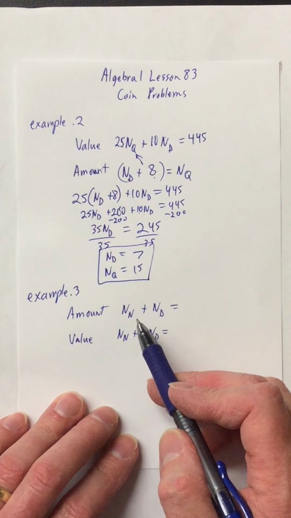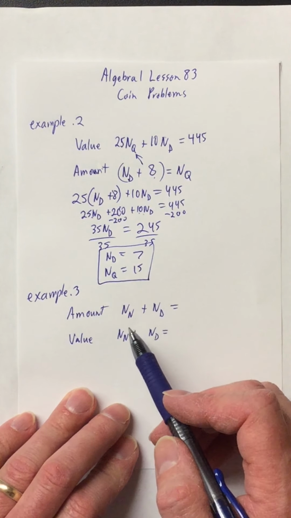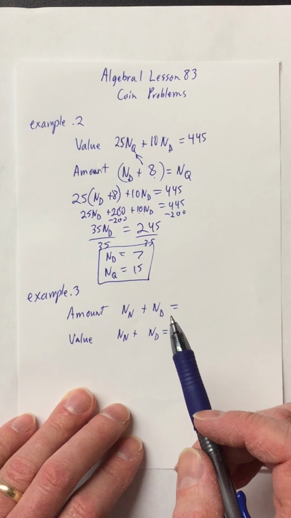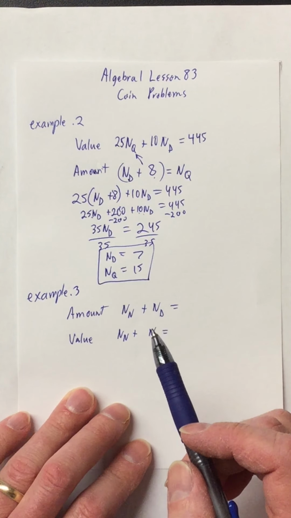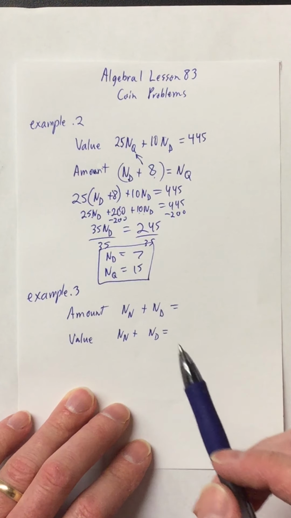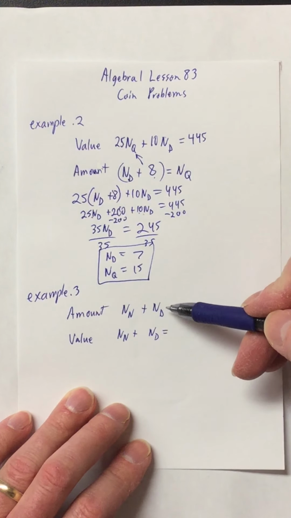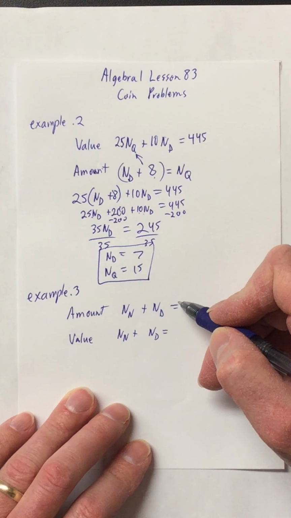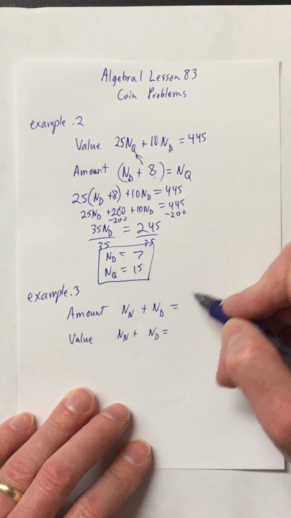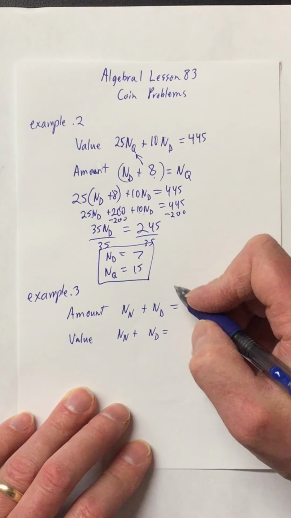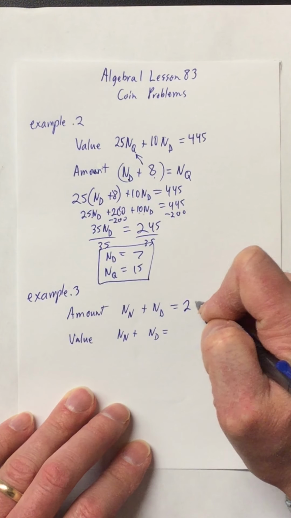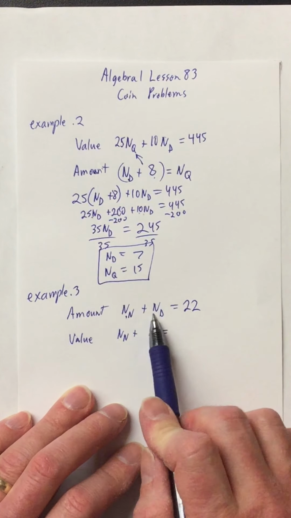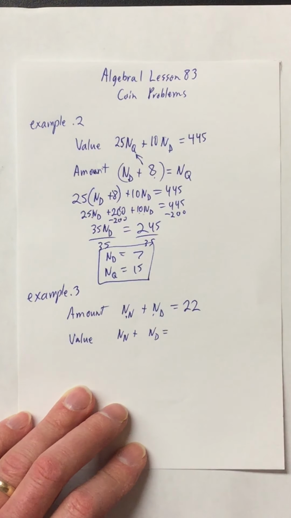Let's look at the second word problem they give us here. Orlando has a hoard of 25 nickels and dimes, and the value of it is $1.35. Now this one here, let's start with the amount. Basically, we don't know anything except if you add all the coins together, then we get 22 coins. So the number of nickels plus the number of dimes, whatever it adds up to, equals 22.